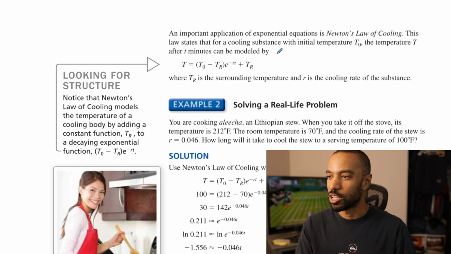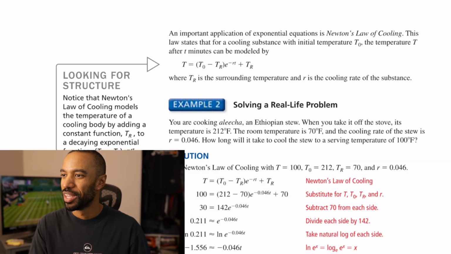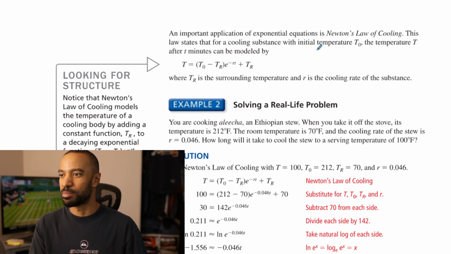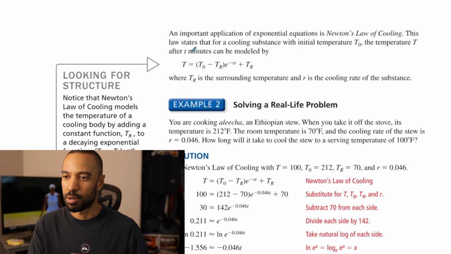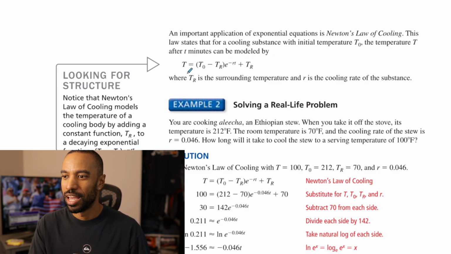An important application of exponential equations is Newton's law of cooling. This law states, sorry, miss, I'm going to cover you. The math is more important. This law states for a cooling substance with an initial temperature T naught, the temperature T after t minutes, capital T and lowercase t minutes, can be modeled by that big formula.